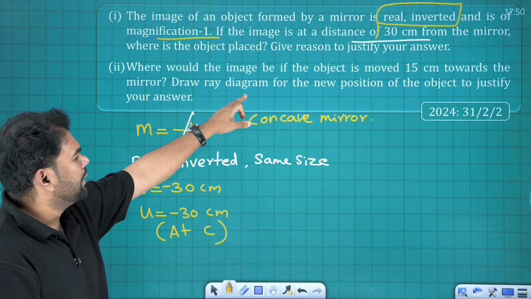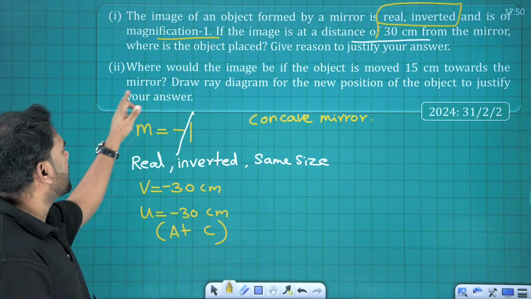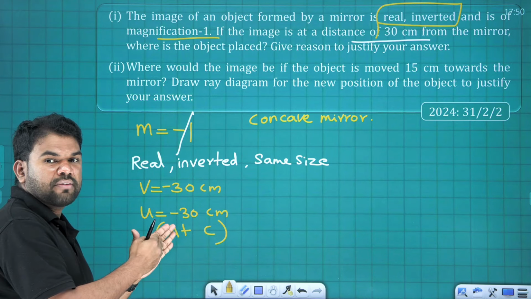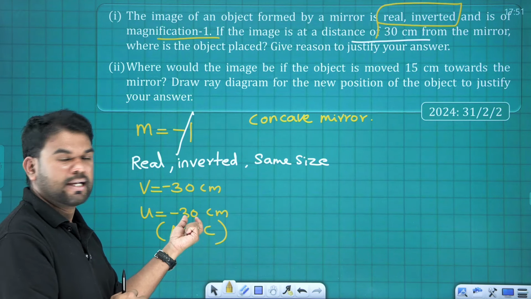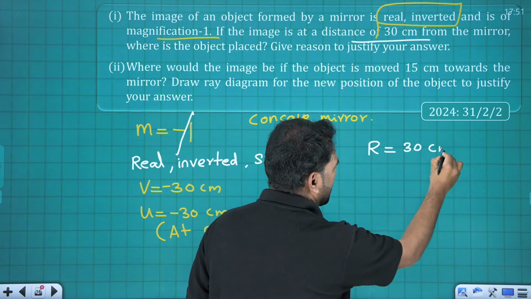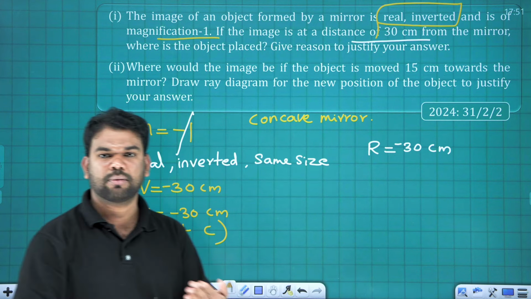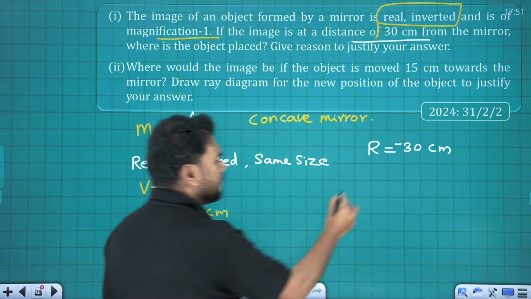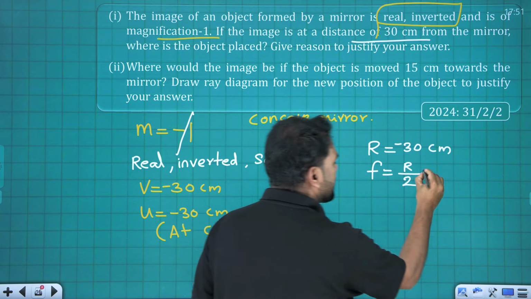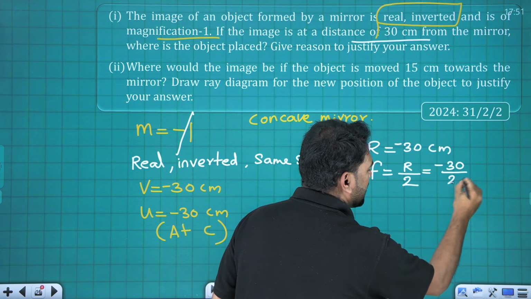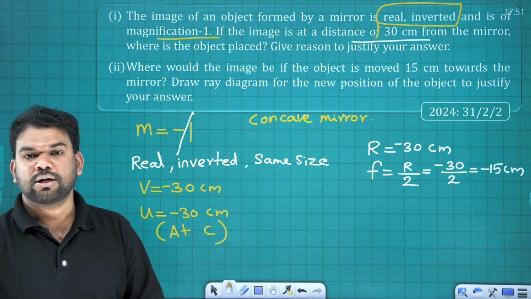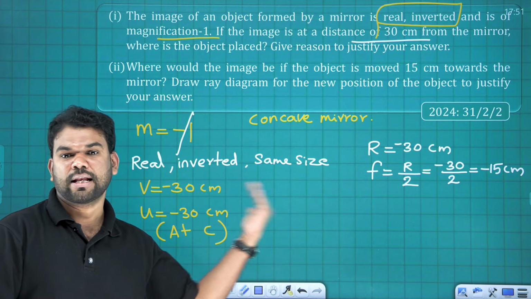Where would the image be if the object is moved 15 centimeter towards the mirror? Here the center of curvature is at a distance of 30 centimeter from the pole. That means the radius of curvature is equal to 30 centimeter, and as per sign convention it is -30 centimeter because the radius of curvature is on the left side of the mirror. The focal length is related to the radius of curvature by f = R/2, so that is -30 divided by 2, equal to -15 centimeter. So the focus is at 15 centimeter. The minus sign indicates it is on the left side of the mirror.